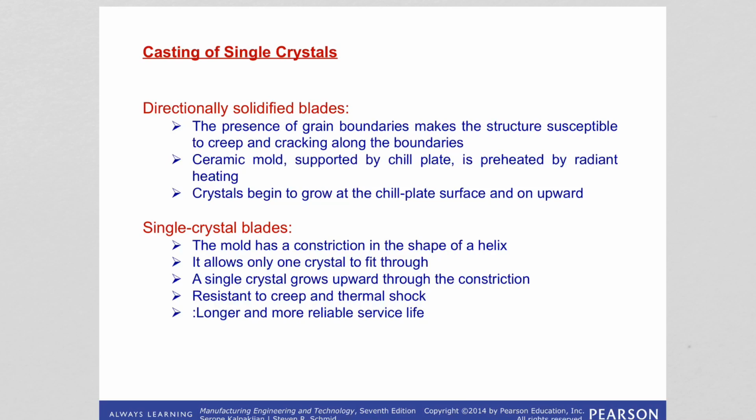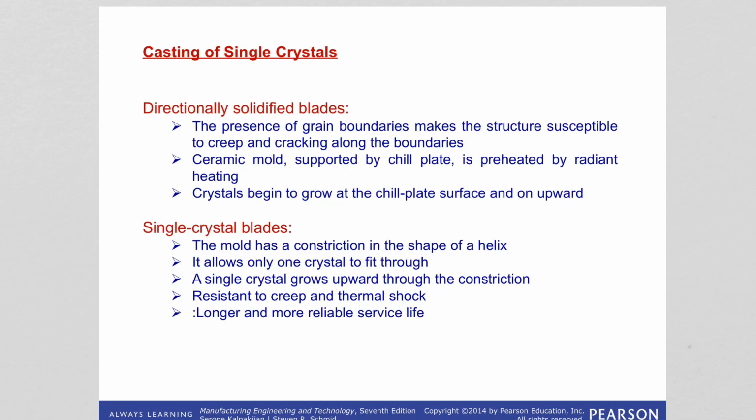If we just cast a turbine blade with the regular casting techniques we have learned, the structure is polycrystalline, which makes it susceptible to creep and cracking along the grain boundaries under high temperature conditions. So techniques were developed to produce turbine blades in single crystal form. One of them is directionally solidified blades.